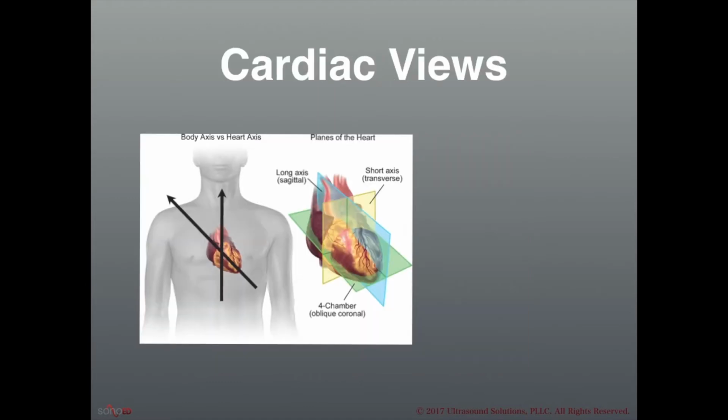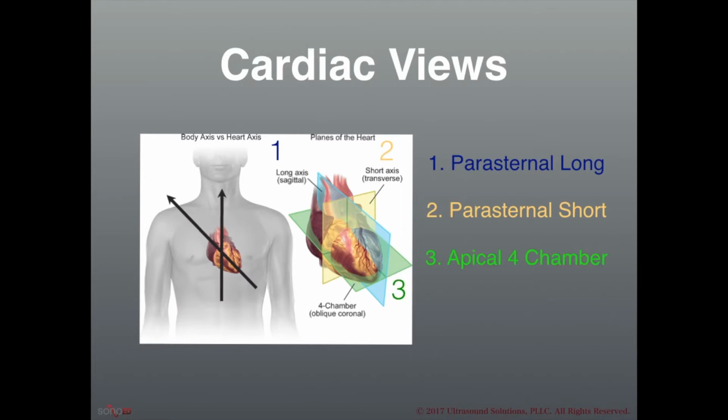The first plane that you're going to notice is the longitudinal axis, seen here represented by the blue plane. That is what we're going to call parasternal long, when we place the probe on the chest in a manner that slices through the heart in this plane. And then 90 degrees perpendicular to this is the short axis or transverse view of the heart. We're going to obtain this with a parasternal short approach.